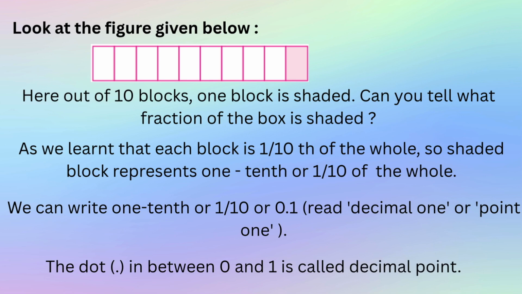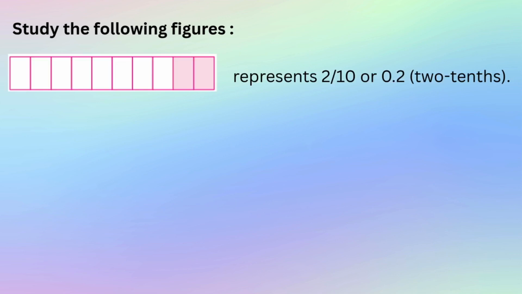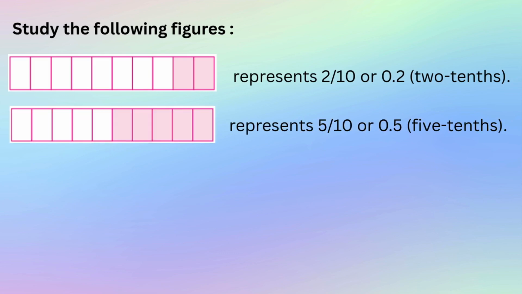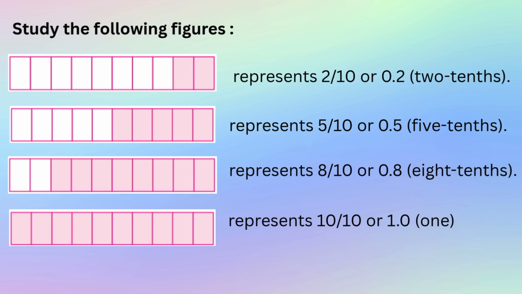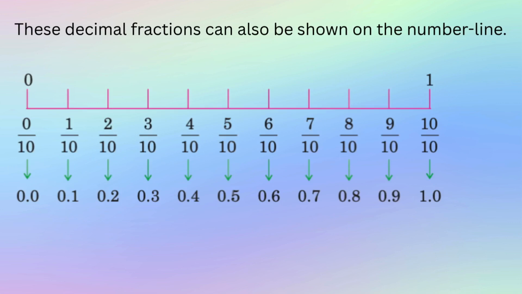The dot in between 0 and 1 is called decimal point. Study the following figures. They represent 2/10 or 0.2, 5/10 or 0.5, 8/10 or 0.8, and 10 out of 10 or 1.0, which is 1. These decimal fractions can also be shown on the number line. Fractions, decimal form.